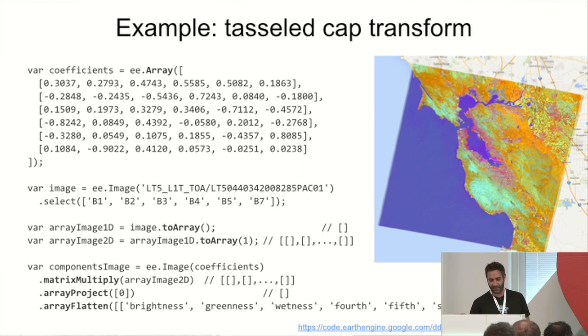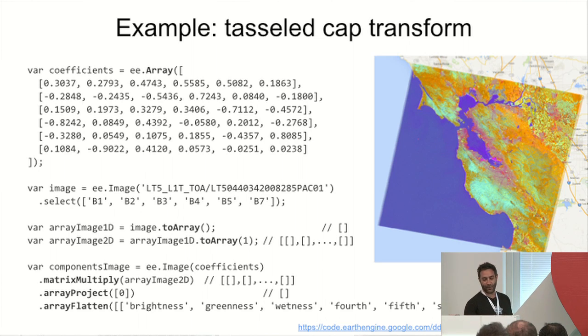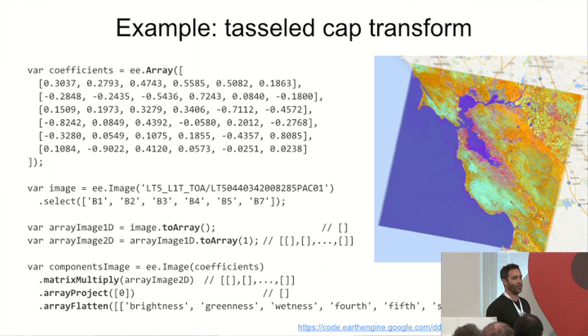So the way you do that is you first call image.toArray, and what you end up with in each pixel is a little list here. That's what these brackets signify. In each pixel, I get a single list, a length 6 vector. And then I call .toArray1 on the one-dimensional image to get a list of lists in each pixel. Specifically, each pixel becomes a 6 by 1 matrix.